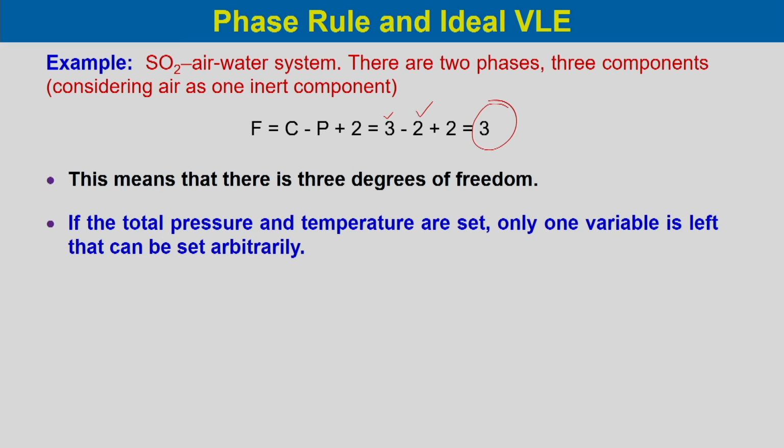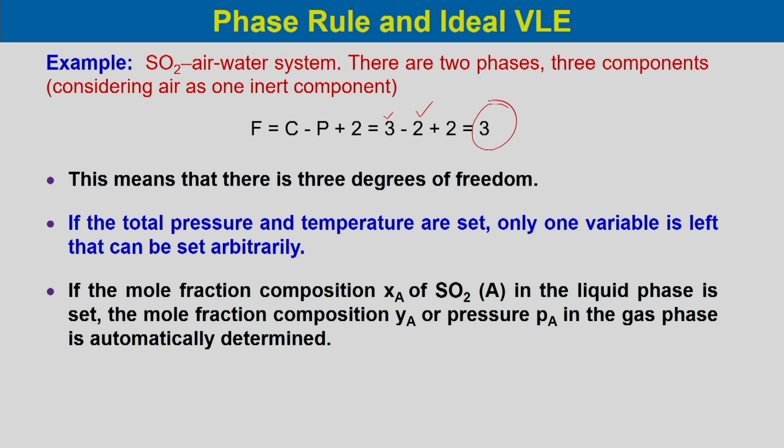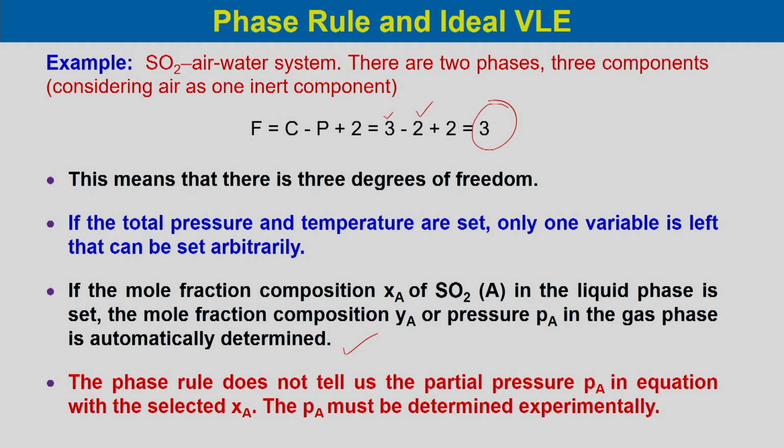Now, if the total pressure and temperature are set, only one variable is left that can be set arbitrarily. If the mole fraction composition Xa of sulfur dioxide in the liquid phase is set, the mole fraction composition Ya, that is the partial pressure Pa in the gas phase, is automatically determined. The phase rule does not tell us the partial pressure Pa in equilibrium with the selected Xa. The partial pressure must be determined experimentally.